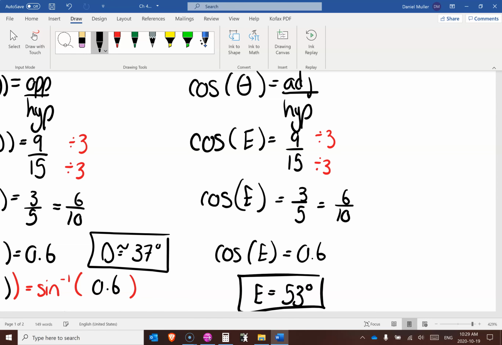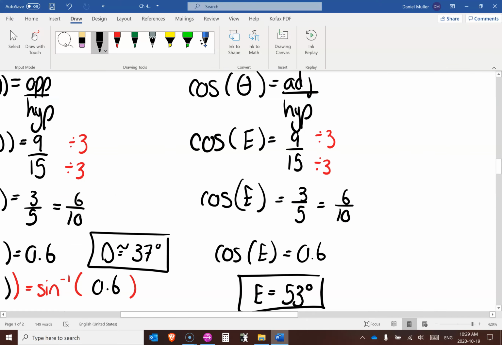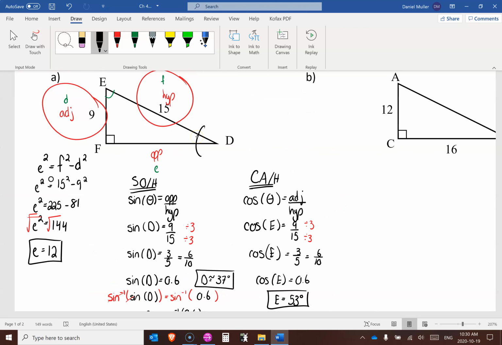And if you wanted to, you could do the cos -1 of 0.6. So here's 0.6, and then you can go cos -1 to get 53.13. So around 53 degrees. And that should make sense because this was 37 degrees, and 90 minus 37 would equal 53.